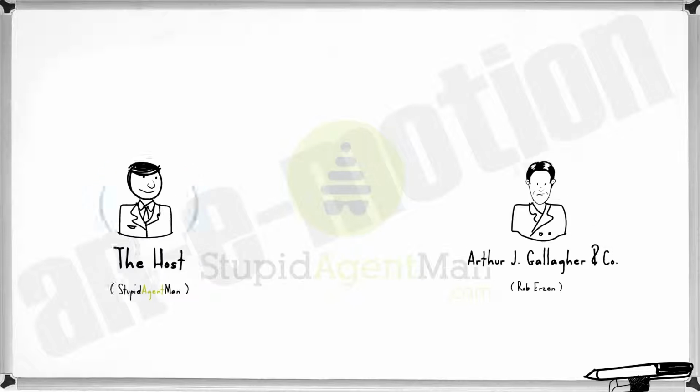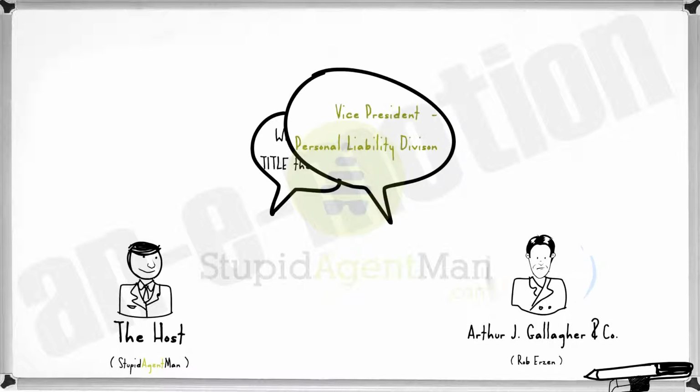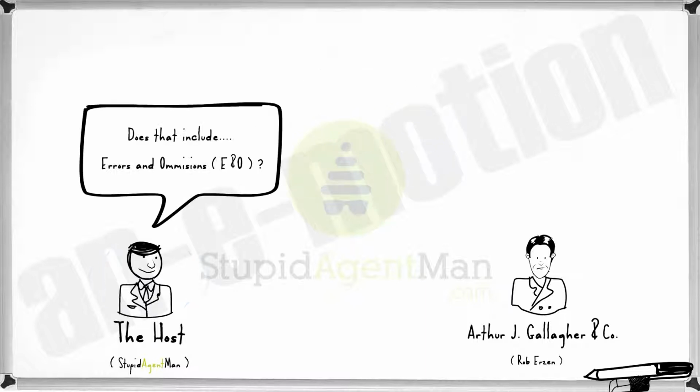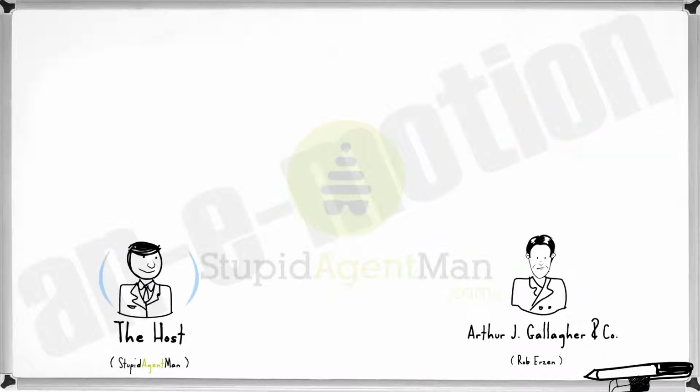And what is your title there at Arthur J. Gallagher & Company? I'm a vice president of the professional liability division. And that would, I guess, include Errors and Omissions, or E&O? Yeah, in fact, our specialty is in the brokering and administering E&O programs for life insurance agents, life insurance companies, broker-dealers, registered reps. Okay. Errors and Omissions, what does that exactly mean?